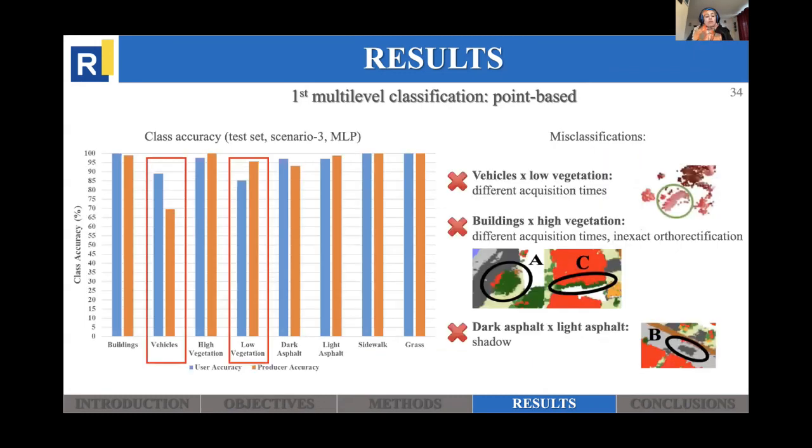However, if we look at the per-class accuracy, all of them are above 90%, except for the vehicles and low vegetation. There is a significant misclassification of both classes together, because they share the same spectral and geometric characteristics. We can also notice another, slighter source of misclassification between buildings and high vegetation, due to different acquisition times. Both datasets were acquired at different times, in addition to inexact ortho-rectification of the 2D aerial image. Finally, there is also a misclassification between dark asphalt and light asphalt due to shadow problems. This is a major drawback of having a 2D aerial photo.